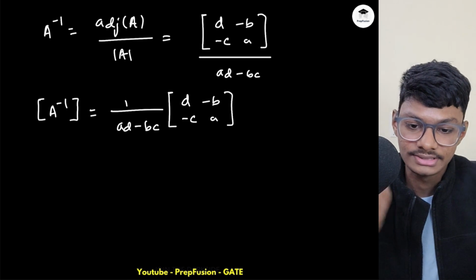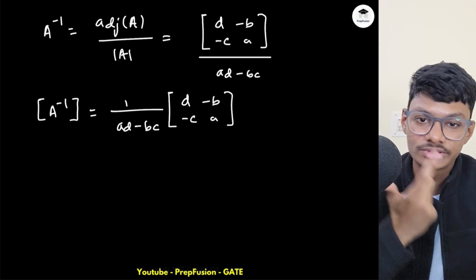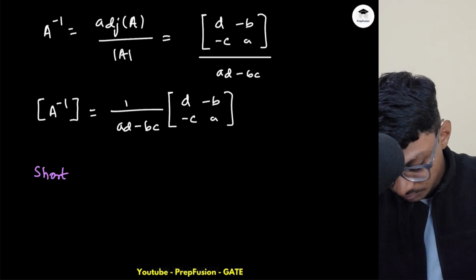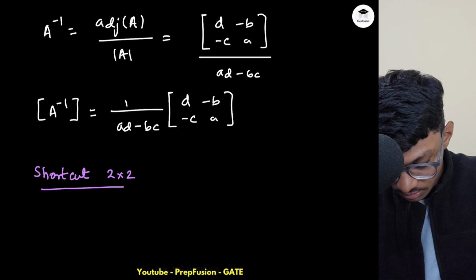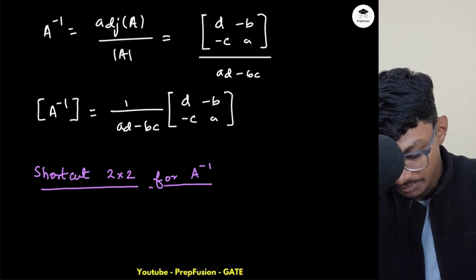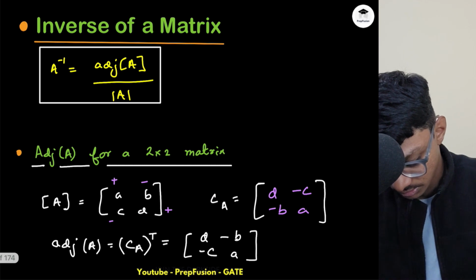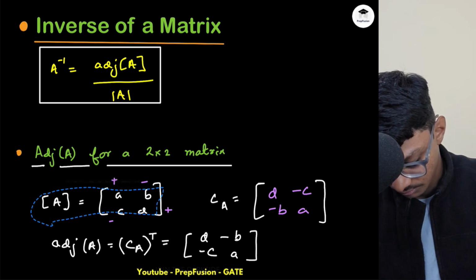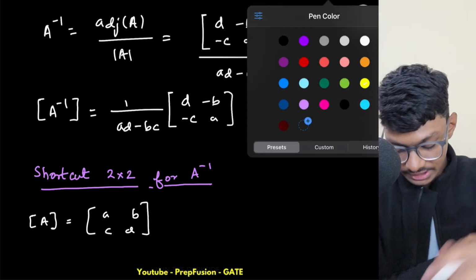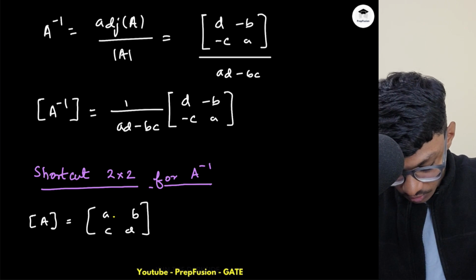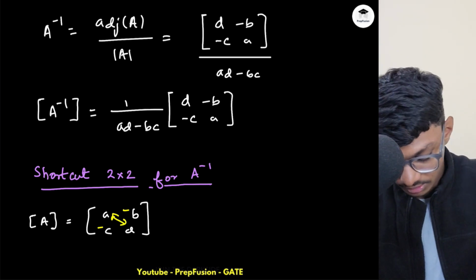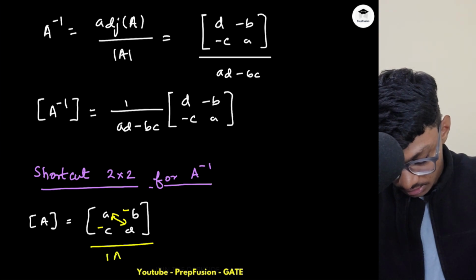Is there any shortcut for this? We did so many processes, right? So what is the shortcut? I hope you already know this, but if you don't, I will tell you the shortcut for a 2 cross 2, and I will also tell it for a 3 cross 3, for A inverse. The shortcut is that if you have a matrix like this, you swap these two, change the sign of these two, and obviously divide by the determinant. That is what you do.